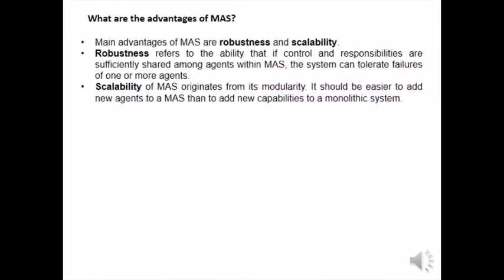And what are the advantages of multi-agent systems? The main advantages of multi-agent systems are robustness and scalability. Robustness refers to the ability that if control and responsibilities are sufficiently shared among agents within the MAS, the system can tolerate failures of one or more agents. So if one or more agents fail, the system will still be in functioning mode. Scalability of MAS originates from its modularity. It should be easier to add new agents or remove previous ones, or add new capabilities, than to a monolithic system.